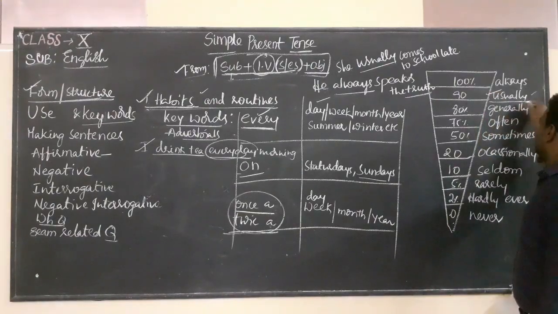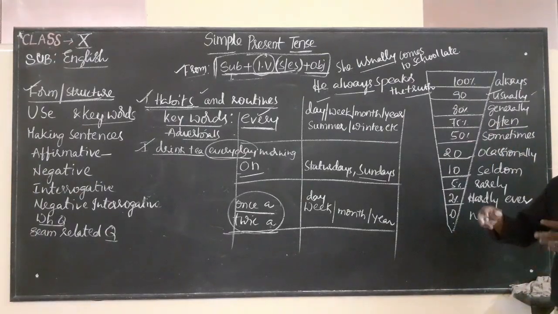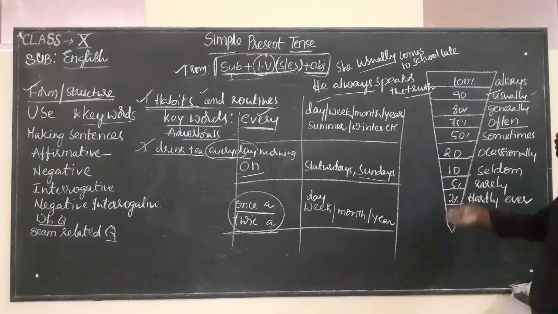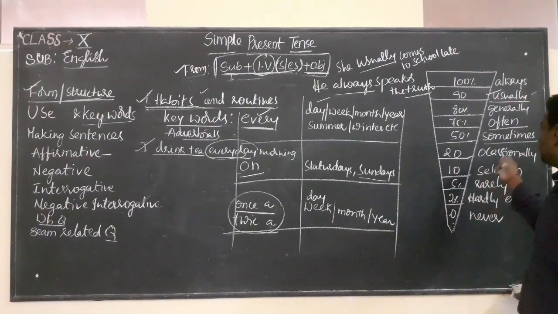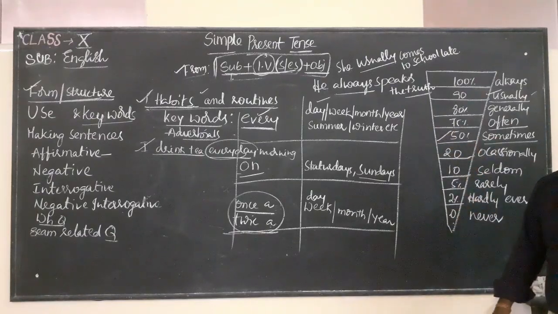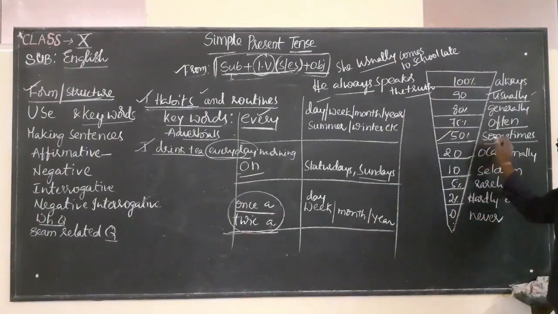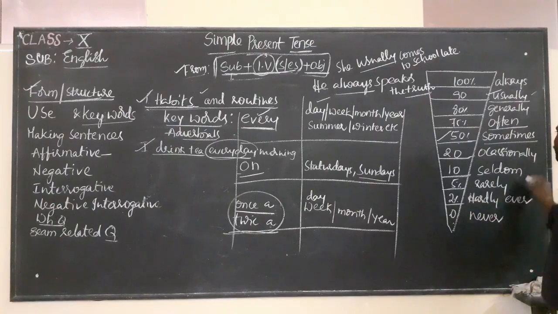So usually, generally is 80%. Often, for example, he often goes to temple. That is frequently, so 70%. Sometimes, for example, he sometimes cooks food. That is 50%. Sometimes means not all the time.